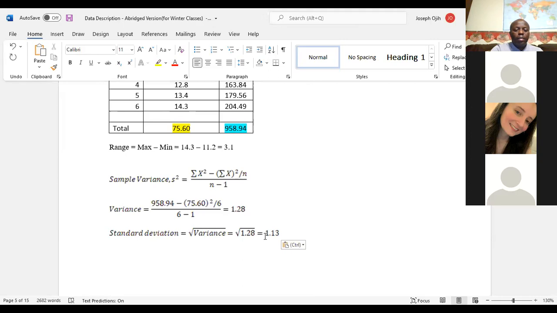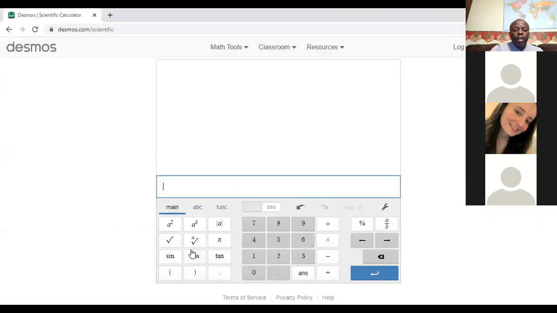Excuse me, Professor, how did you arrive at the 1.13? Okay, the square root of 1.28. Let me show you. 1.28, right? The square root of 1.28 is 1.13. You can see right there, can you?